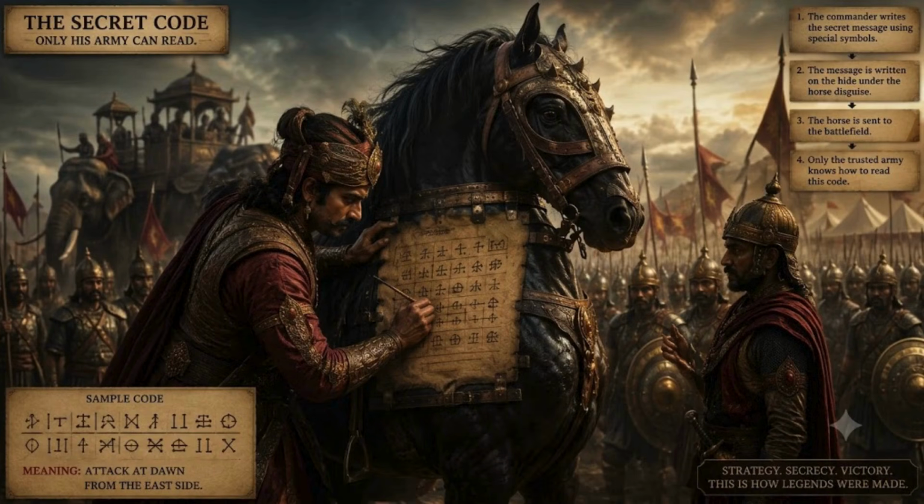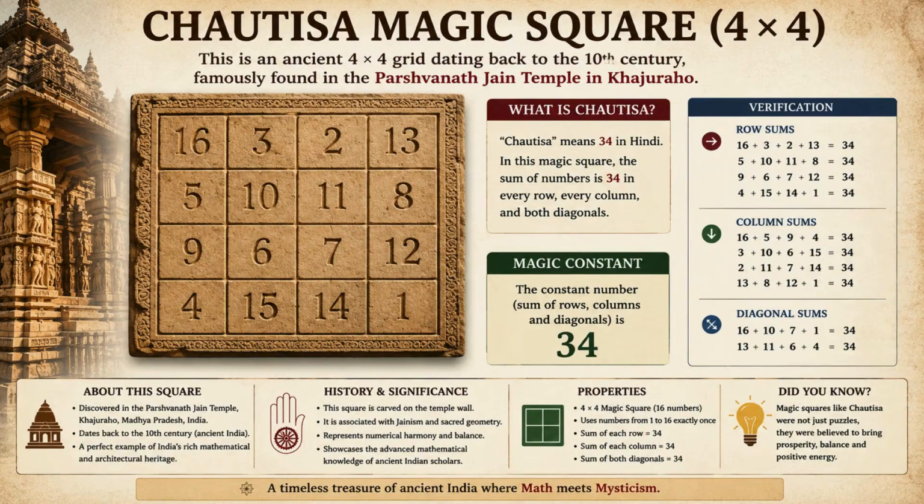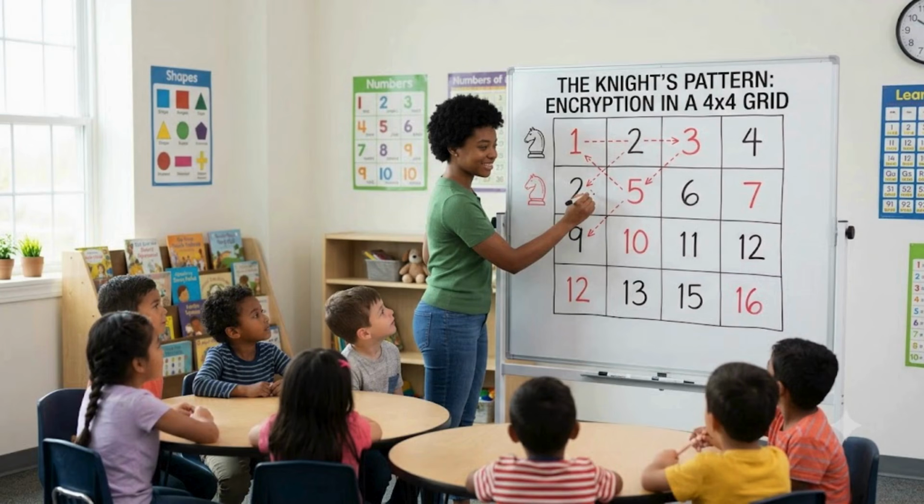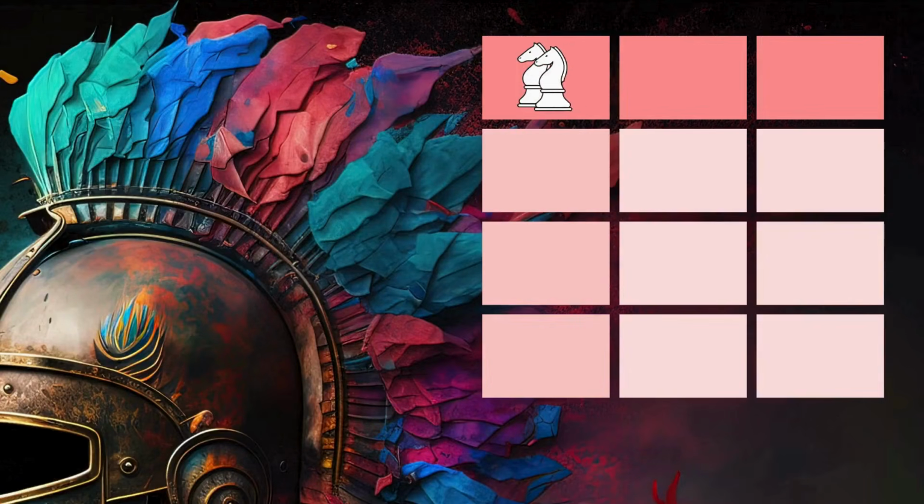Now imagine you are the commander of an ancient kingdom. Your army is waiting at the border. You need to send a secret military message. But if the enemy captures it, your entire plan could fail. So instead of writing the message normally, you hide it inside a square grid. To everyone else, it looks like a normal collection of numbers. Nothing makes sense. But here's the secret: the message isn't meant to be read from left to right. Instead, you read the letters by following the movement of a knight on a chessboard.